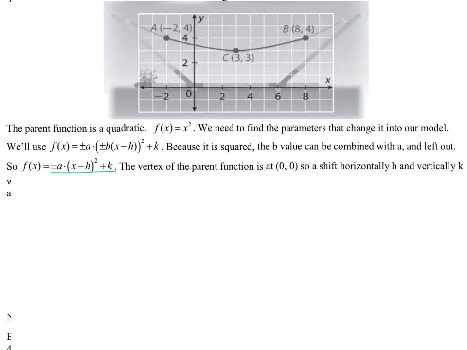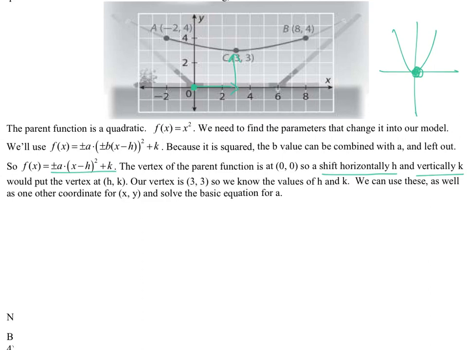And then I know that my parent function has a vertex at (0, 0). So anytime I shift a parabola, wherever my vertex goes, we have a horizontal shift h and a vertical shift k. I can look here and go, well, my original vertex would have been there. I went to the right 3, and I went up 3. So that tells us the values of h and k. We went right 3, so we know we're going to do x minus 3. And we went up 3, so after the function we'll have a plus 3.